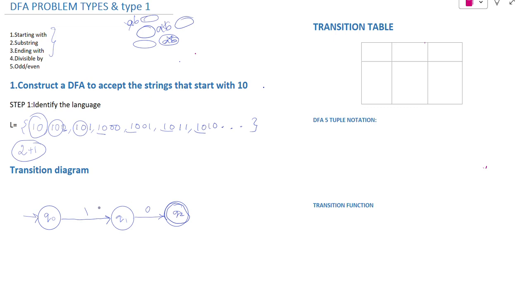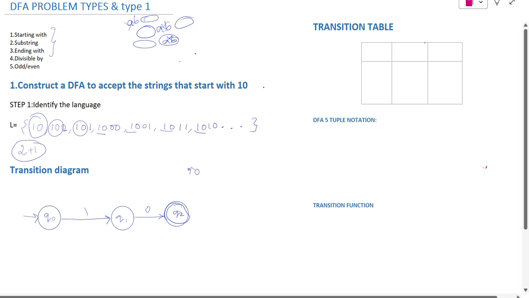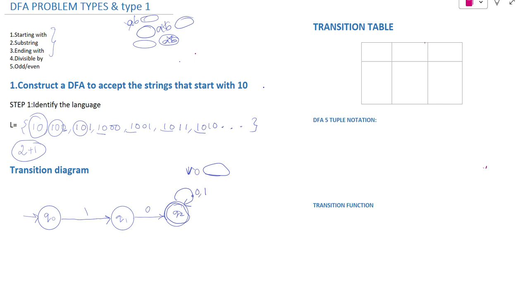Let this be the final state. After this, it can accept anything, because it already starts with 10. After that, it can have any combination of zeros and ones. The only constraint is that it should start with 10. So give a self loop here and label it 0 or 1. Now it will accept any string starting with 1 and 0. This is the transition diagram.